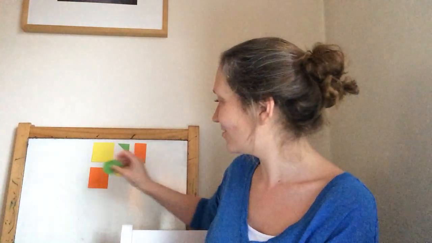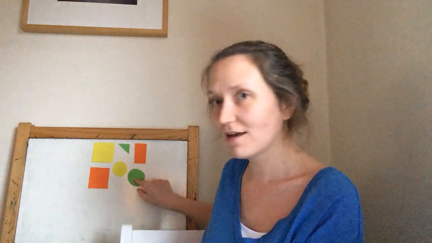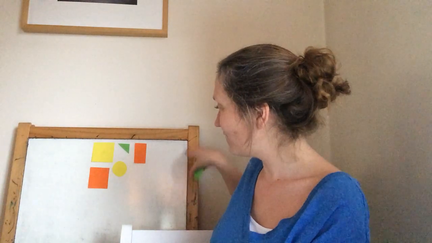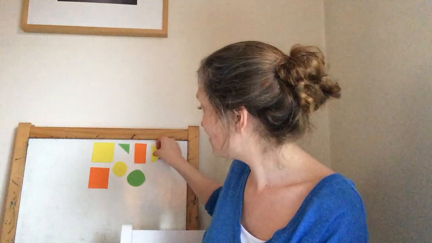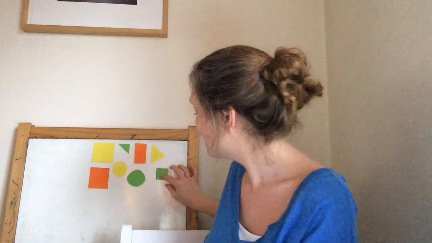Well done. It was the green circle. Can you remember? It was here in the corner. And then I took it away. And that's the game. Now, if you get really, really good, you might decide to have even more objects or shapes or toys, whatever you decide to use. You might decide to put even more things on your tray to look at.